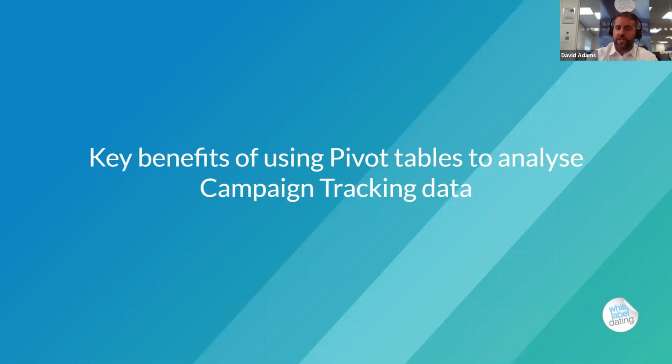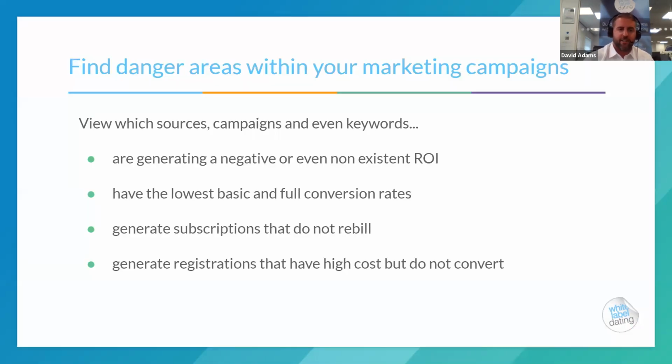So the key benefits of using pivot tables to analyze campaign tracking data: you can find danger areas within your marketing campaigns. So again, at a source, campaign, and keyword level, are there any elements of your campaigns that are generating a negative or even non-existent ROI? Which elements of your campaigns have the lowest basic and full conversion rates? Which elements generate subscriptions that do not rebill? And which elements generate registrations that have a high cost but do not convert? All of these areas, push them all together, and you've got an ultimate view of how best to optimize your marketing strategy and ultimately generate profit for all of our partners and marketeers alike.